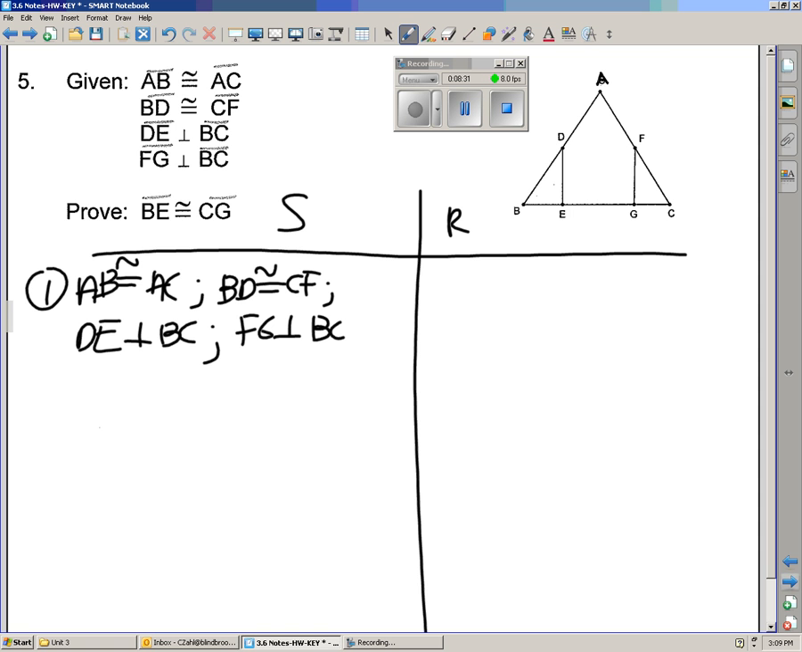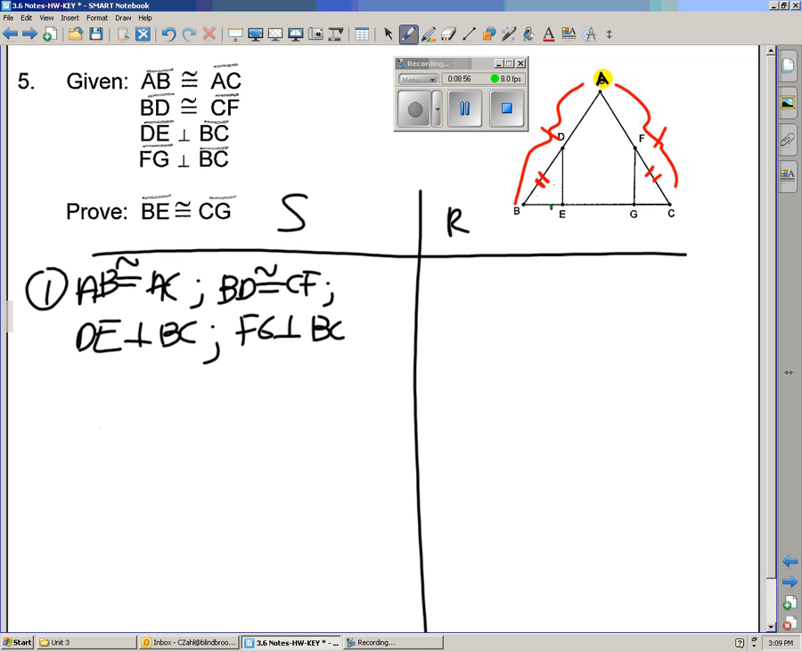So AB, by the way, this up here, I think your notes might be a little bit different. That's supposed to be A. So you've got AB, which is this whole side right here, is congruent to this whole side right here. Those guys are the same. BD, part of that side, is congruent to the other part of that side. And then you have the perpendicular segments, which give you right angles.